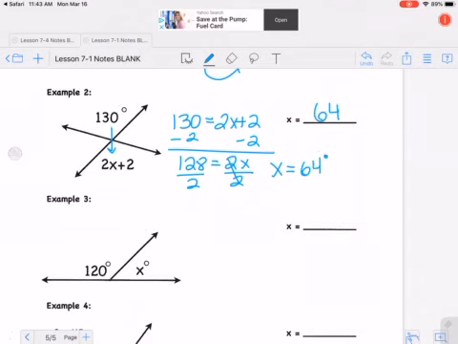Actually, it's not even degrees. You can write degrees if you want, but we're just looking for x. So you could just write 64. Okay, so this two-step equation problem should be a little bit of review from last chapter.